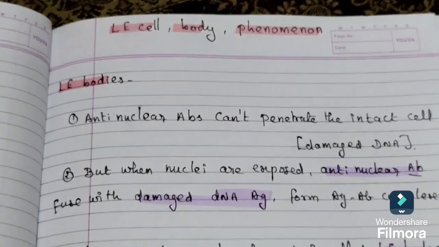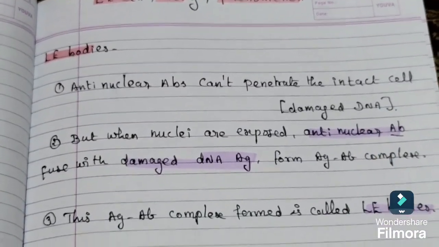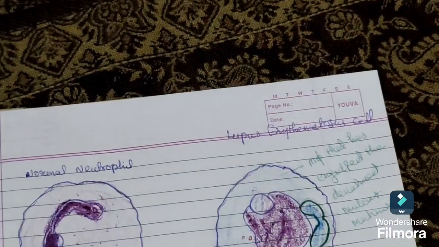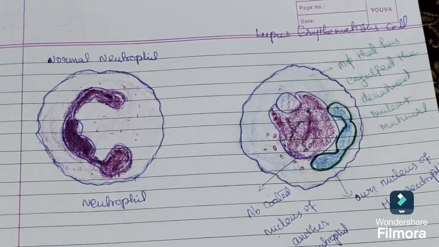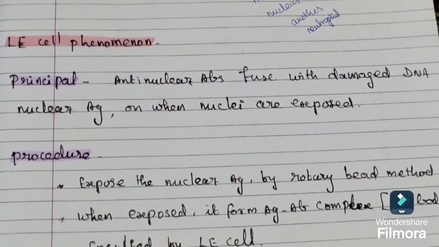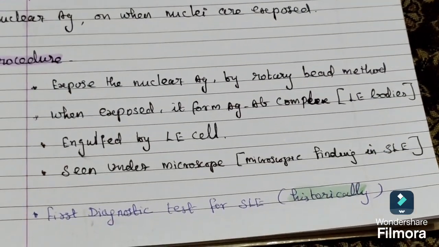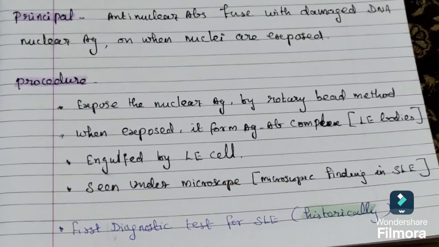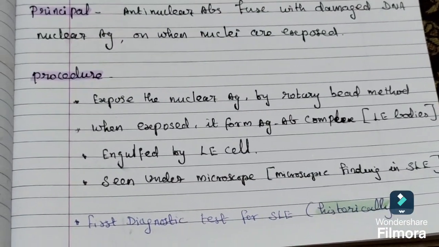So in this video we discussed LE cells, LE bodies, the difference between normal cells and LE cells, and then the LE cell phenomenon. We can observe it under the microscope. It is historically the first diagnostic test for systemic lupus erythematosus.